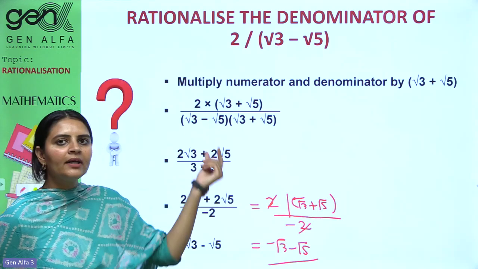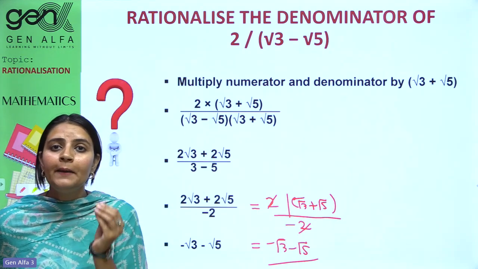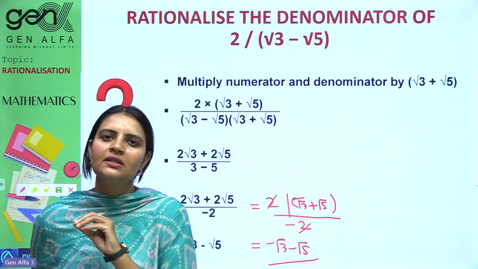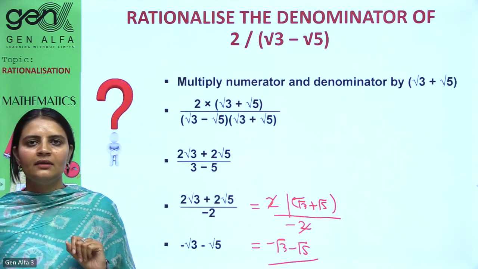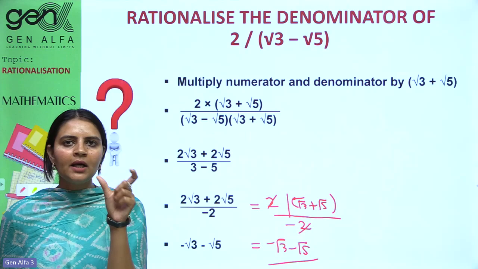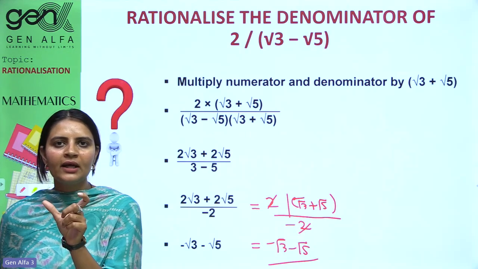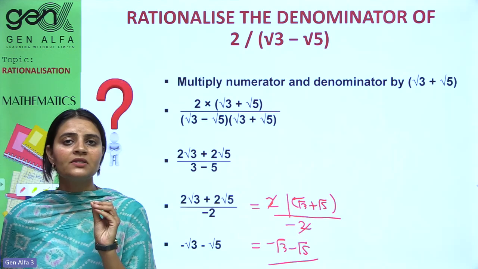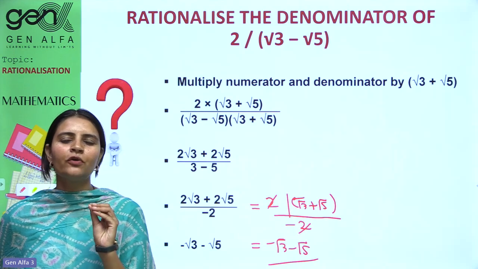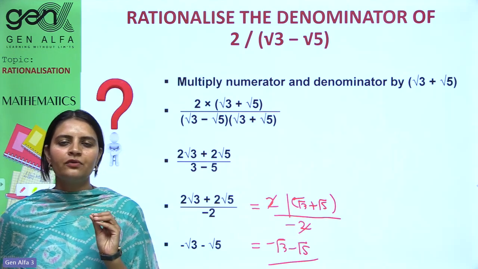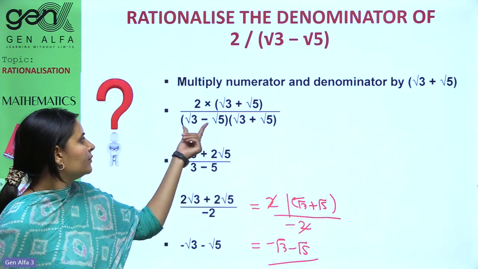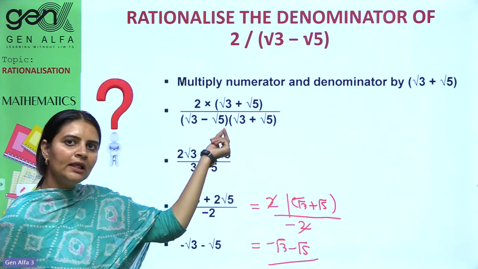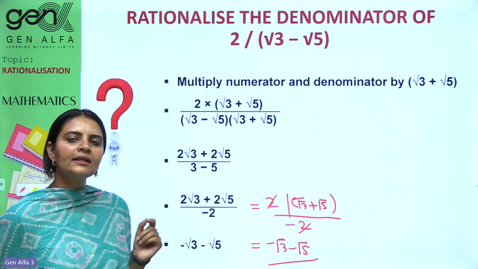And in the denominator, we are always applying the a plus b, a minus b identity. That is your a square minus b square. Yes, when the two terms are summed up and the same two terms are subtracted. That is the basic foundation for this identity to be applied. The two terms are the same, 3 minus 5, 3 plus 5, but only with the opposite sign. Then only the identity is applied.